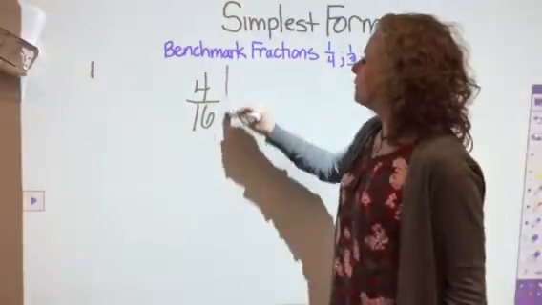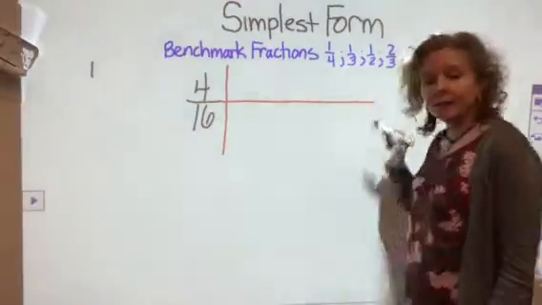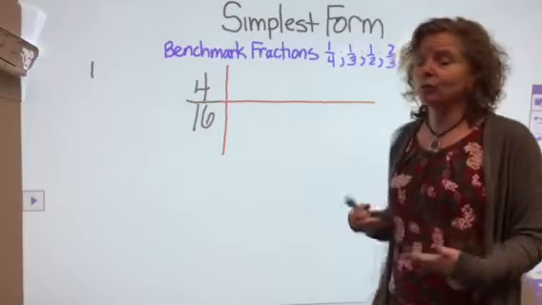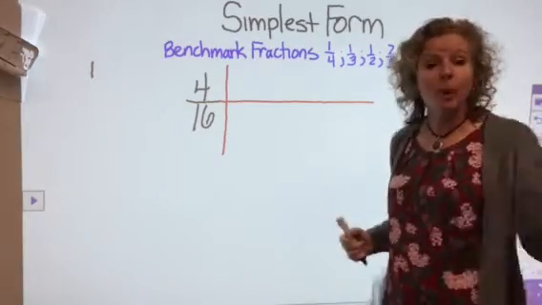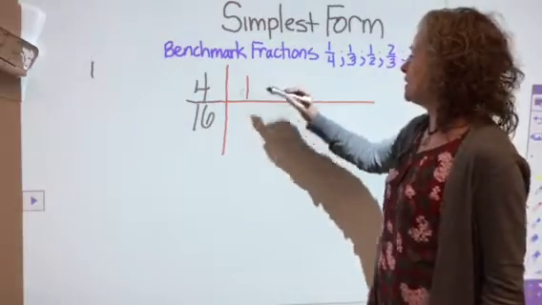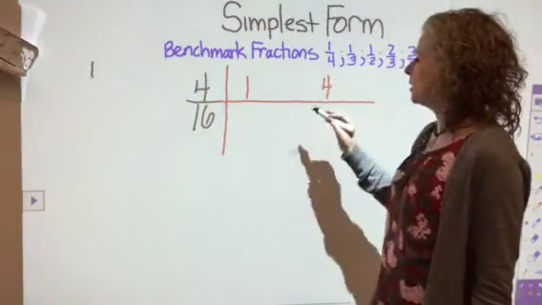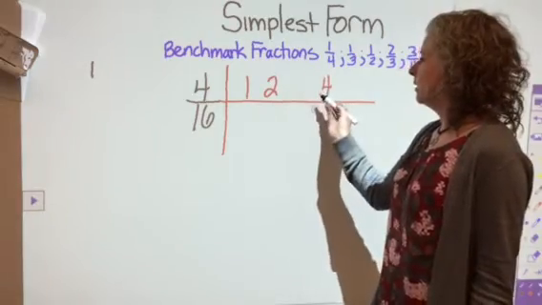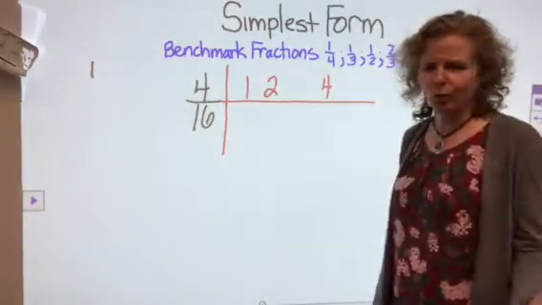But we'll see. The first thing I need to do is find the greatest common factor. And that's why it's so important to be able to find factors and multiples. If you struggle with this, go back and watch that video. Okay, but we're going to start with 4. 1 times 4 is 4. 2 times 2 is 4. So now we have all the factors of 4.